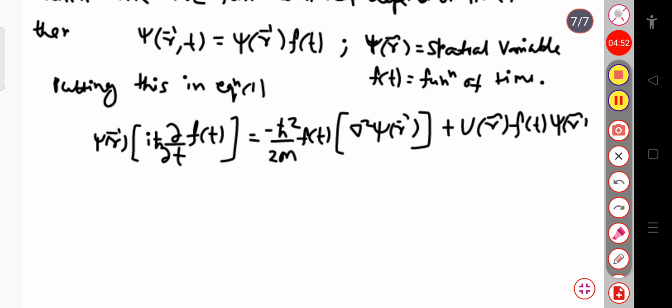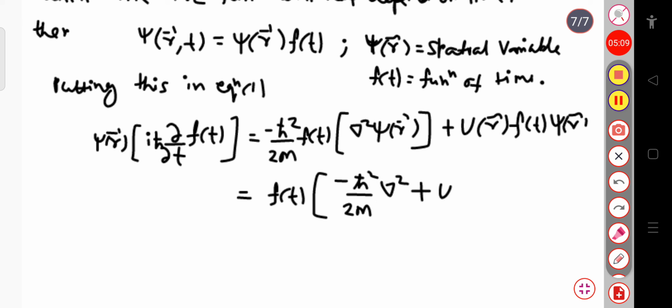So now I can write this is equal to, if I take common f of t, then this will be minus ħ² divided by 2m into ∇² plus U of r, this whole into psi of r.